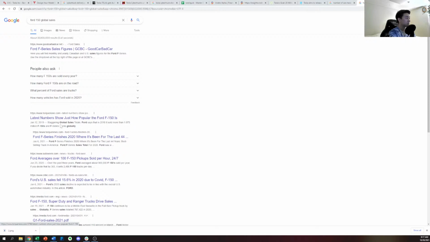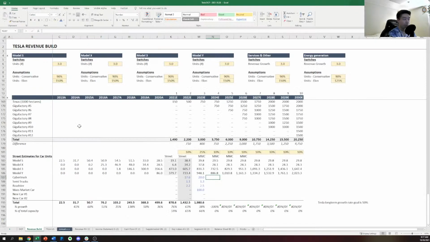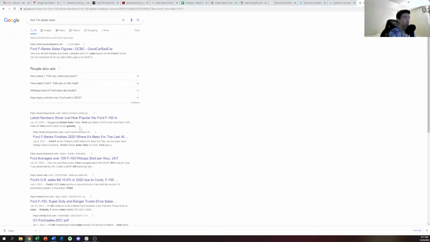Let's see how much they sell. Ford says that in total in 2018, they sold more than 1 million F-150s globally, right? So that's a really good number to have in the back of our mind, because I think these Cybertruck figures are just way too low. I'm going to make in red the ones that we hard code. So let's look at the Cybertruck waitlist.